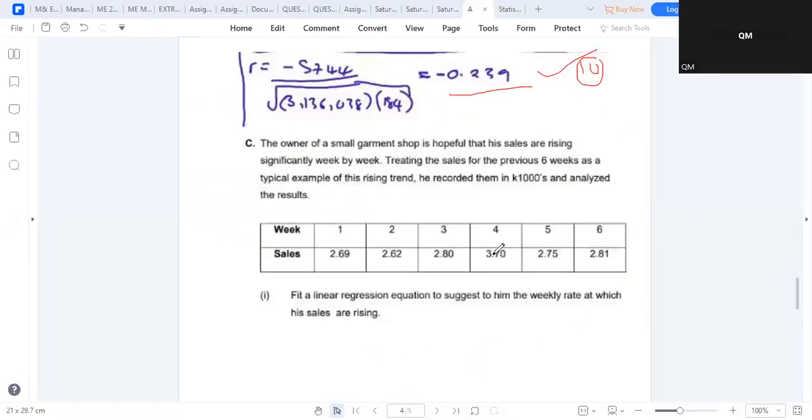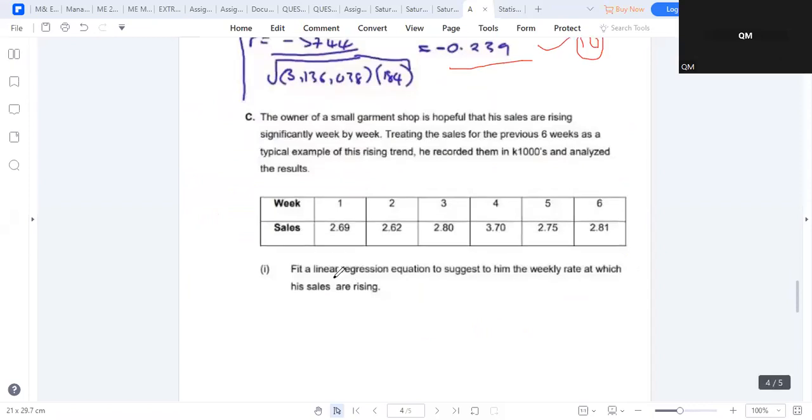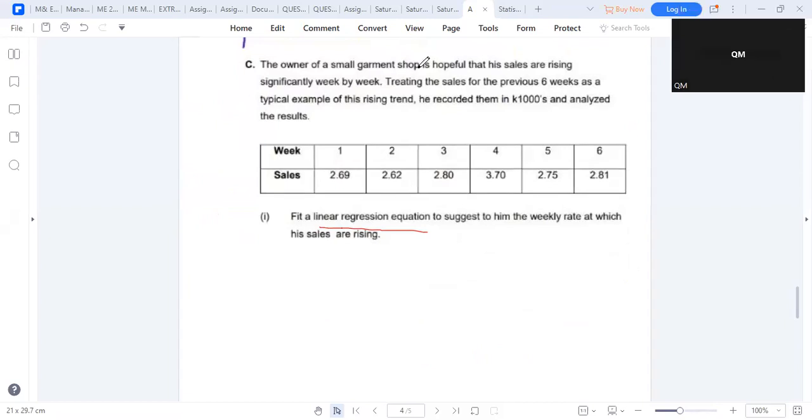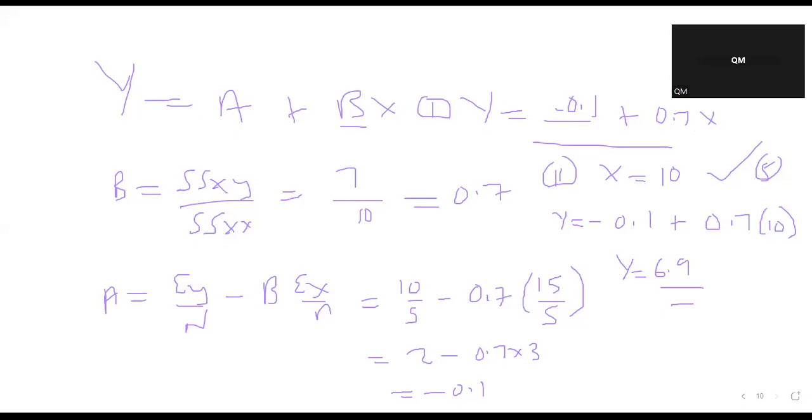So when you have this question here, you are being asked to find the regression equation and suggest to him the weekly rate at which his sales are rising. So what determines this is also the gradient here. What is the implication of this gradient? What is the implication of this coefficient? I can say it in terms of sales and advertising.